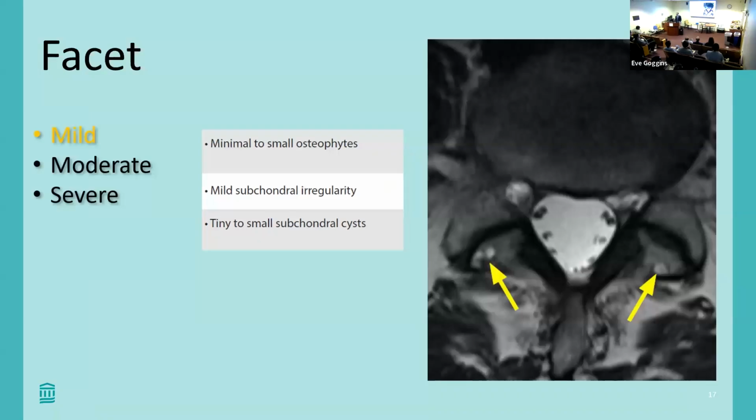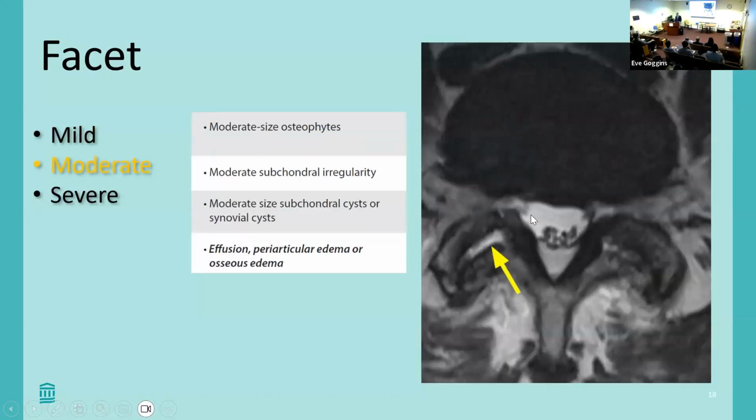So here's just some examples. This one I would call mild. It's not normal. We have subchondral cysts, maybe a little bit of subchondral irregularity, but there's no spinal stenosis whatsoever. There's no ligamentum flavum thickening, there's no mass effect at all. This one is moderate. In this case, we do have an effusion on the right side. We have more prominent subchondral irregularity and some osteophytes that are becoming more bulky.